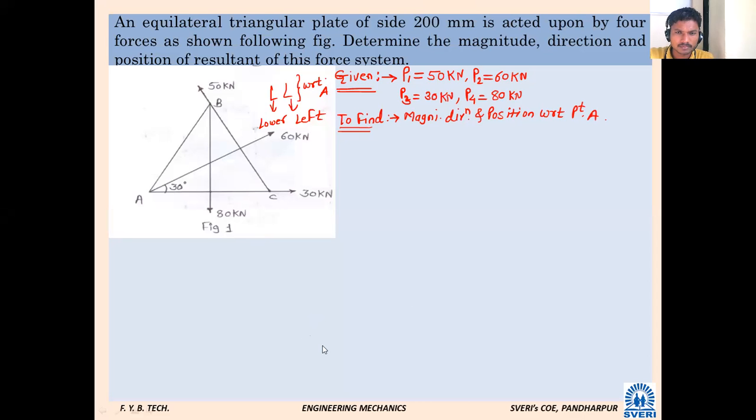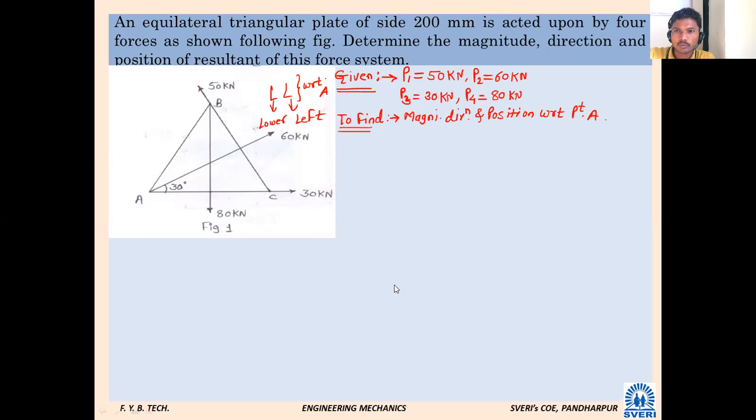The algebraic sum of moments of all forces about any point is equal to the moment of their resultant about the same point. Very good. Means if a number of forces are acting in a system, then the algebraic sum of moments due to all forces must be equal to the moment due to the resultant at that point. That is the most important thing that we have seen.